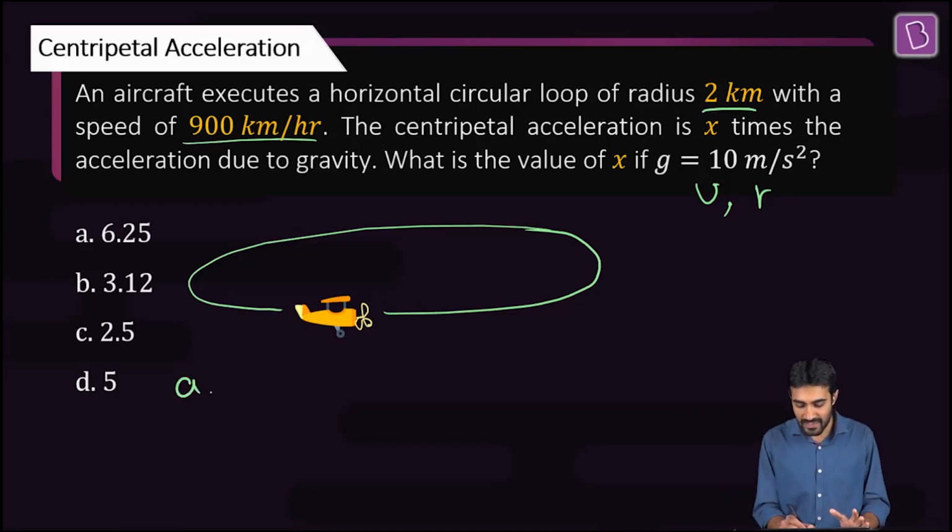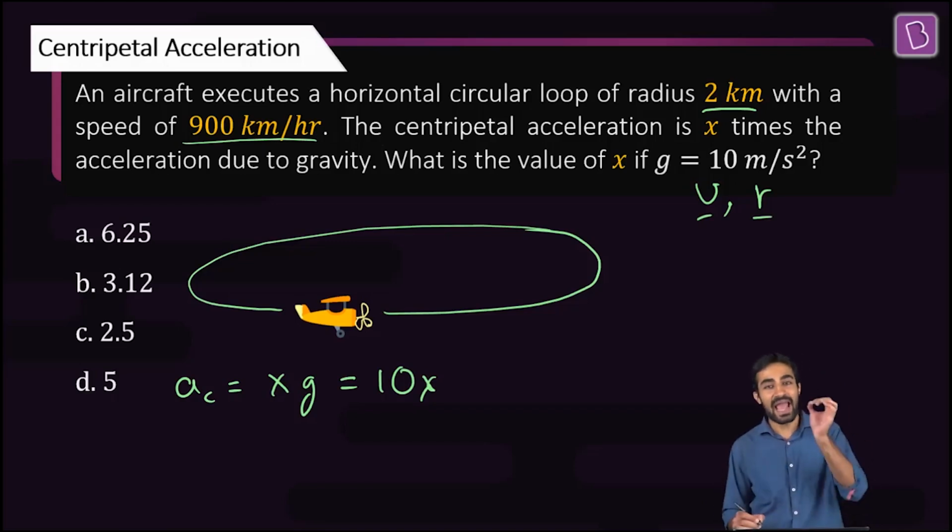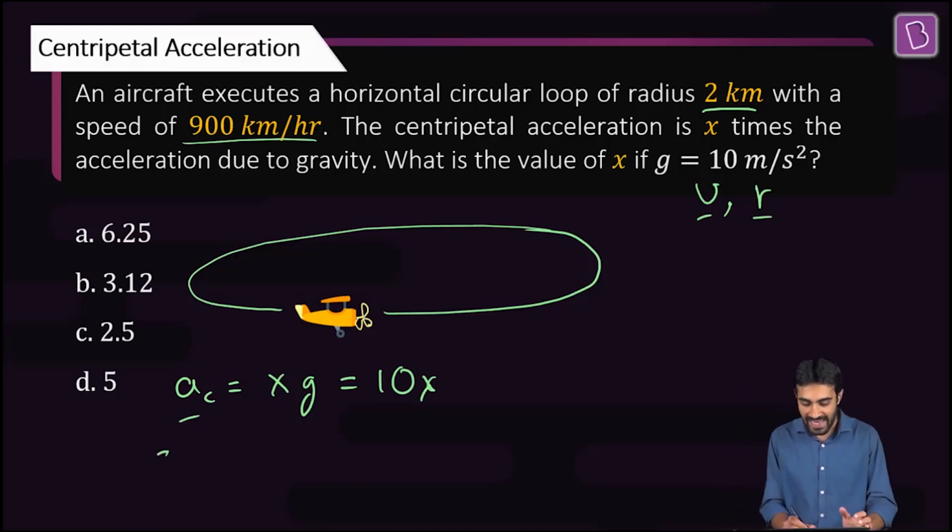The centripetal acceleration is x times the acceleration due to gravity. So centripetal acceleration is given to be xg, or we can write it as 10x. What is the value of x? So we have to find out what is x. Now, the question is straightforward. We know what is velocity. We know what is radius. Can we find AC? Yes, we can. What is the formula? AC is equal to V square by R.